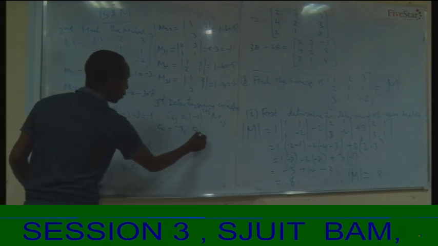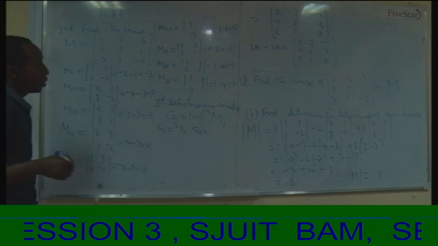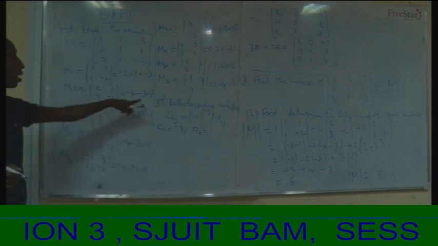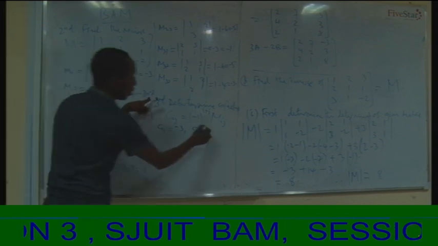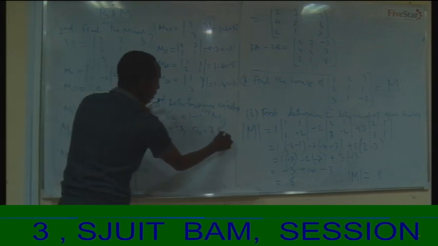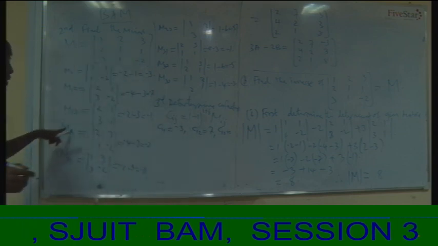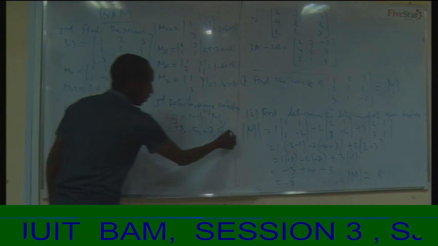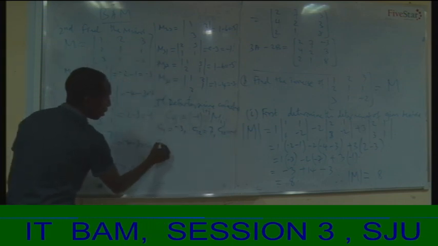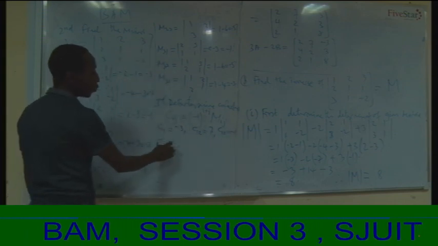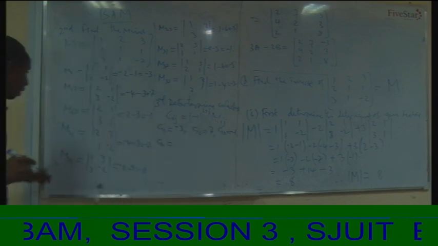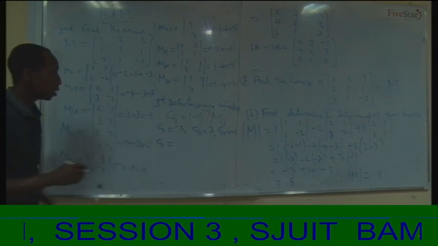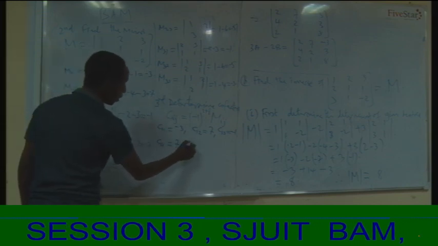Again, C12: 1 plus 2 is 3, which is odd. Odd number changes the sign. So this will be positive 7. And C13 is equal to 1 plus 3, which is 4, is even. Even does not change the sign. So this is negative 1. And then C21, we get C21 from M21, and our M21 is this one. If we add the indices, we get 3, which is odd, so it changes the sign. Here it will be 7.